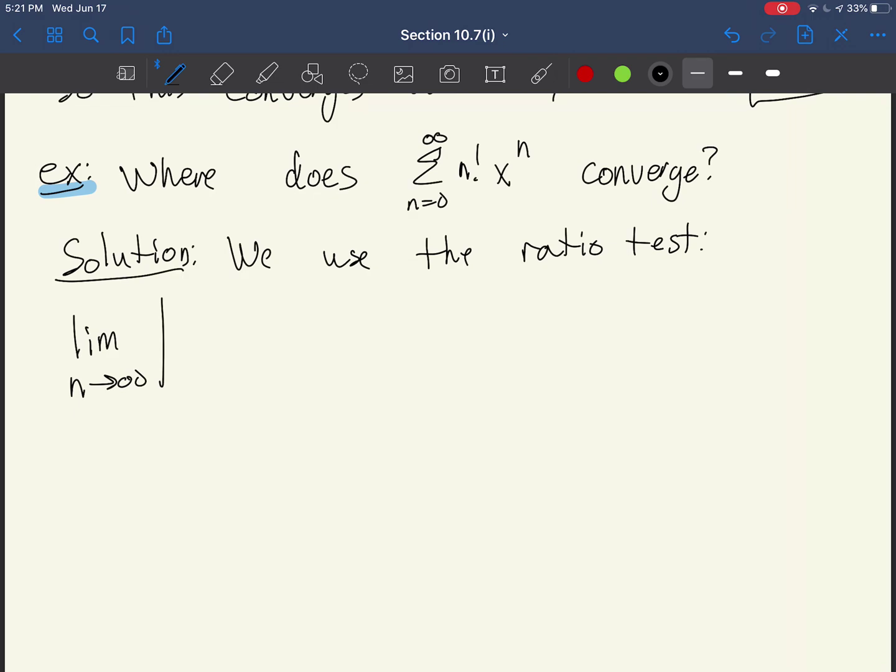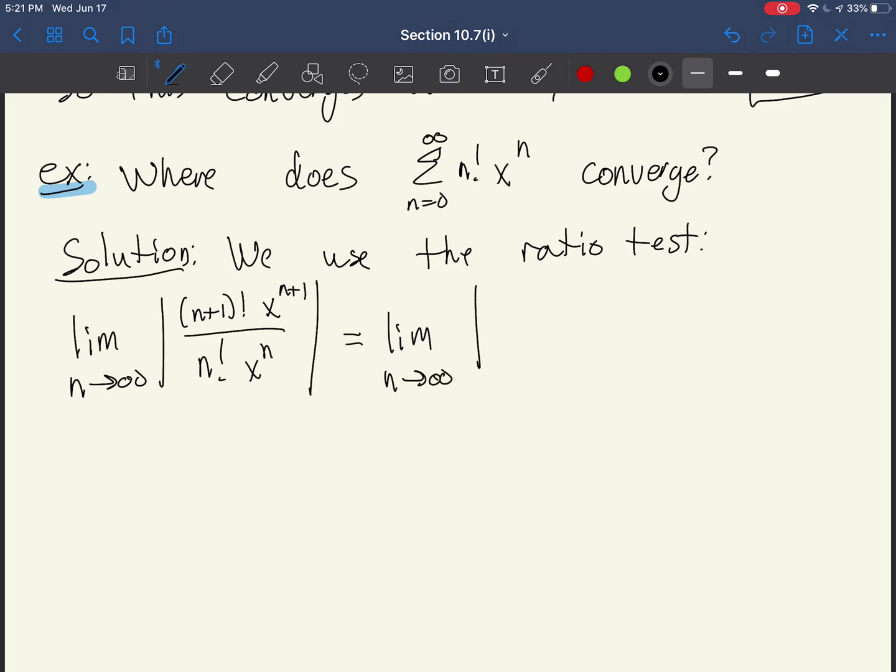The ratio test: we have the limit as n goes to infinity of the absolute value of (n+1) factorial times x^(n+1) divided by n factorial x^n. We've done this enough times, I skipped a step or two there.